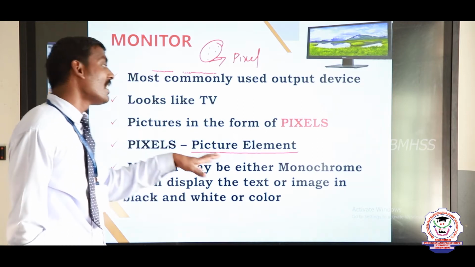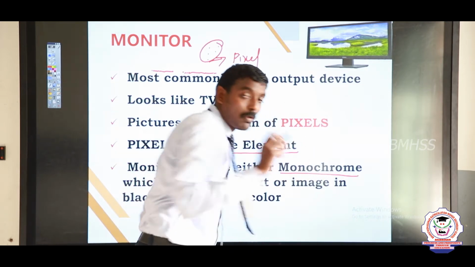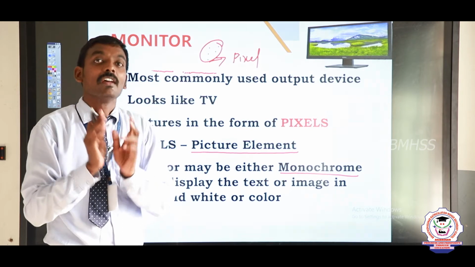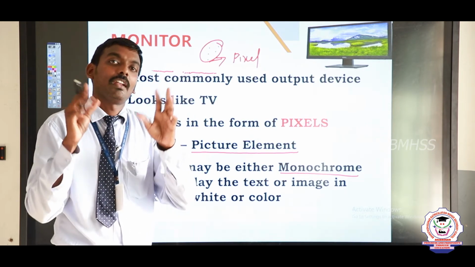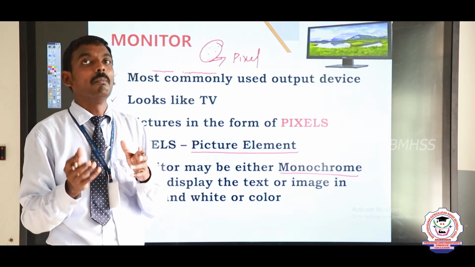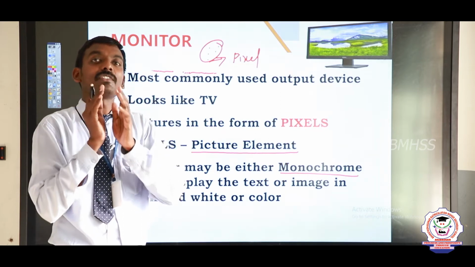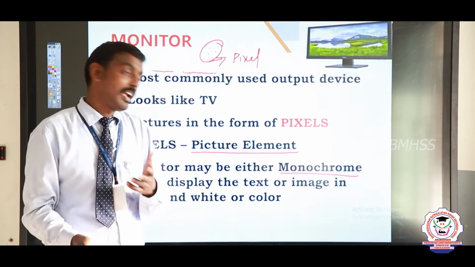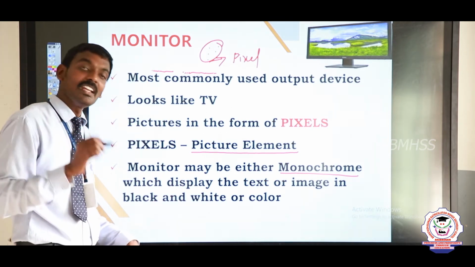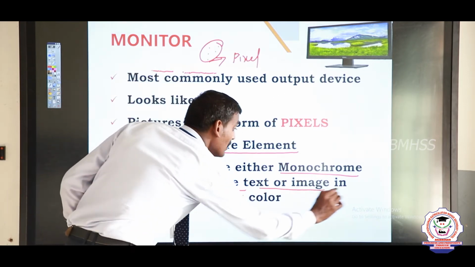Next, a monitor may be either monochrome. What is the meaning of monochrome? A monochrome tube is mainly used for displaying a single color, that means either black or white. In earlier days, the black and white TV in our home displayed data or information only in black and white. But nowadays we have a lot of color images displayed, showing text or images.